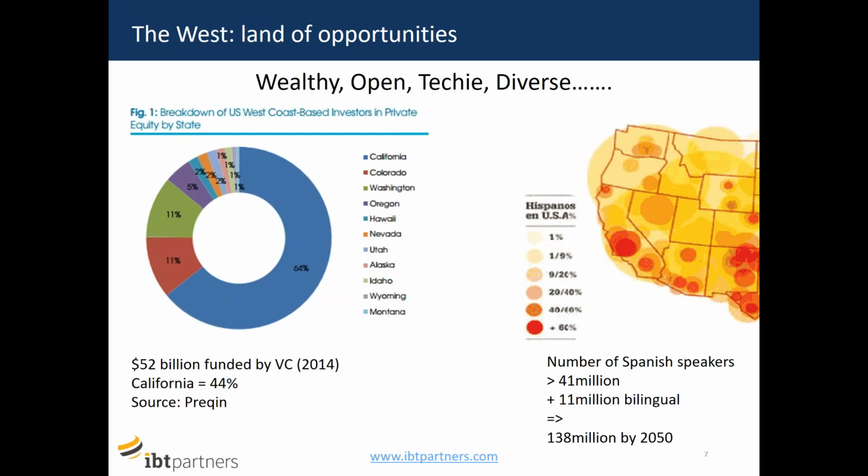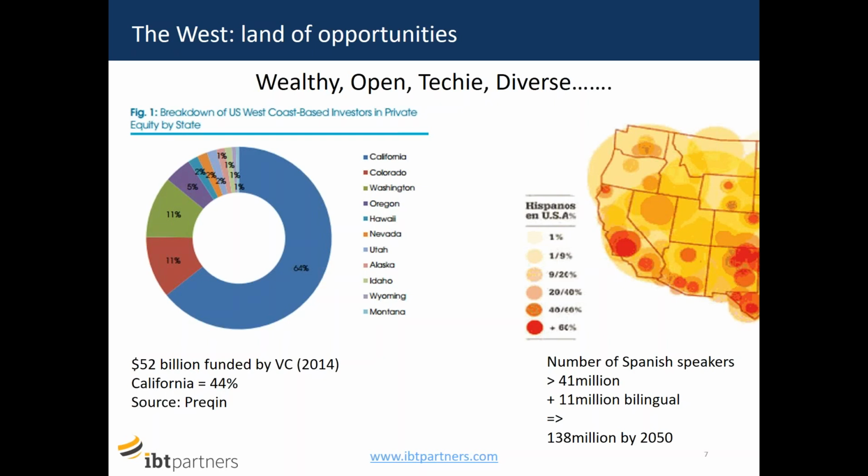Regional diversity is huge. And then cultural diversity is also huge. The north is very different from the south of the West Coast. And again, we have this very strong concentration of Spanish speakers. There's reckoned to be something like 11 million bilingual and up to 41 million Spanish speakers in the entire United States. It's reckoned that there'll be about 138 million by 2050, but who knows?